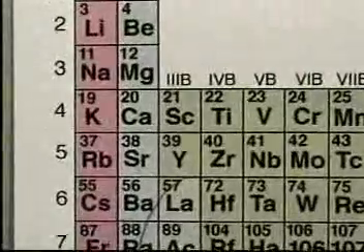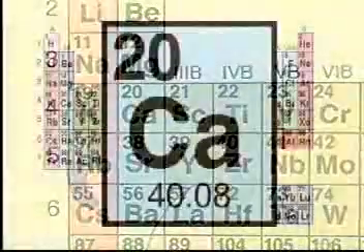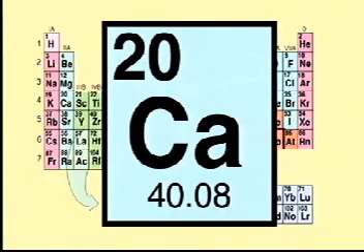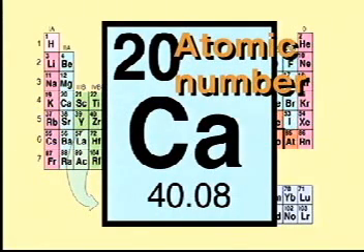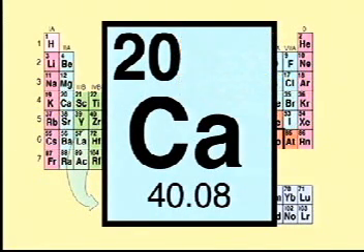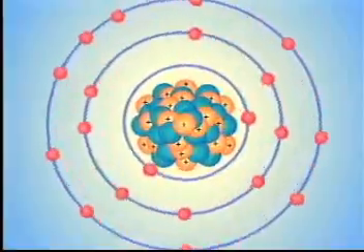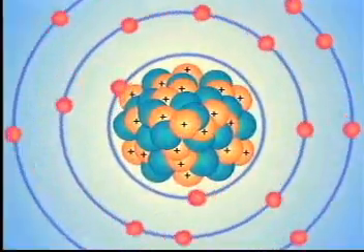The chemical symbol for calcium is Ca. On top of the chemical symbol is the atomic number. The atomic number of calcium is 20. Remember that the atomic number is equal to the number of protons. Here you can see 20 protons with a positive charge in the nucleus.